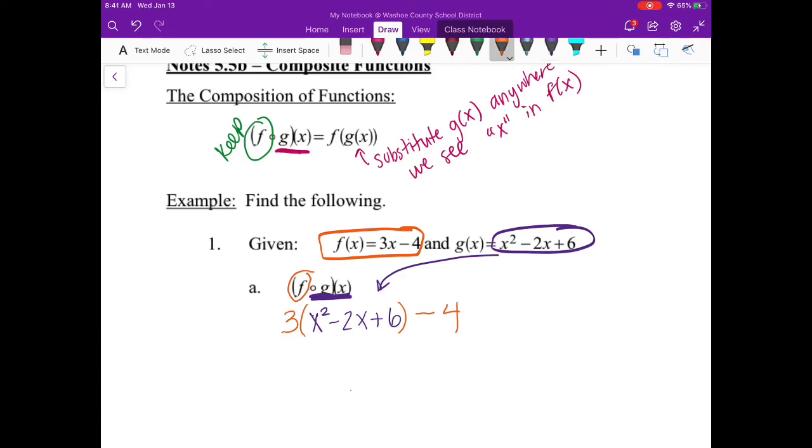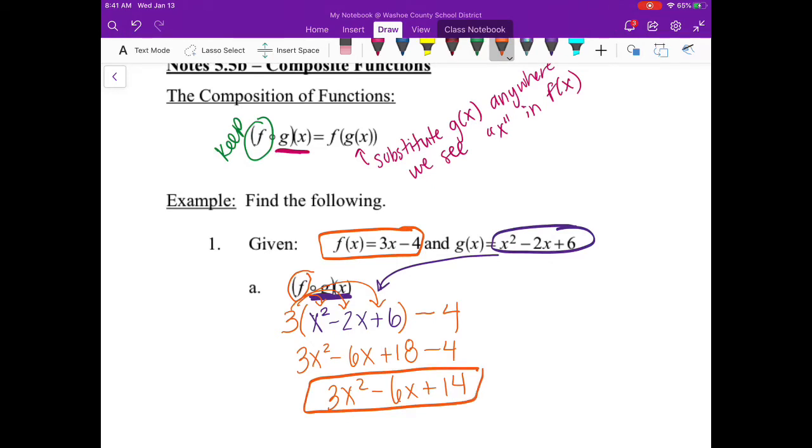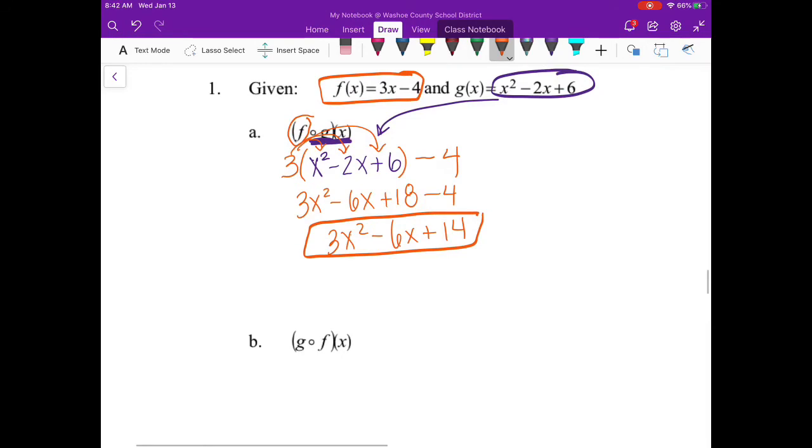We are substituting and then distributing and simplifying. So I'm going to distribute. That gives me 3x squared minus 6x plus 18, and then minus 4. So finish that up by simplifying: 3x squared minus 6x plus 14. And that's my answer here. So that's all it's asking me to do so far, is create a composite function once I replace any x value with another function. That's what we're doing here. Okay? We could also ask you to do it in the opposite way.